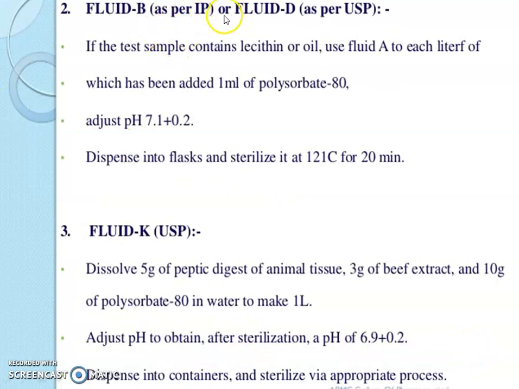Then fluid B, as per IP, that is Indian Pharmacopoeia, or fluid D as per United States Pharmacopoeia, USP. If the test sample contains lecithin or oil, use fluid A to each liter of which has been added 1 ml of polysorbate 80. Adjust the pH to 7.1 plus or minus 0.2, dispense into flasks, and sterilize at 121 degrees Celsius for 20 minutes.